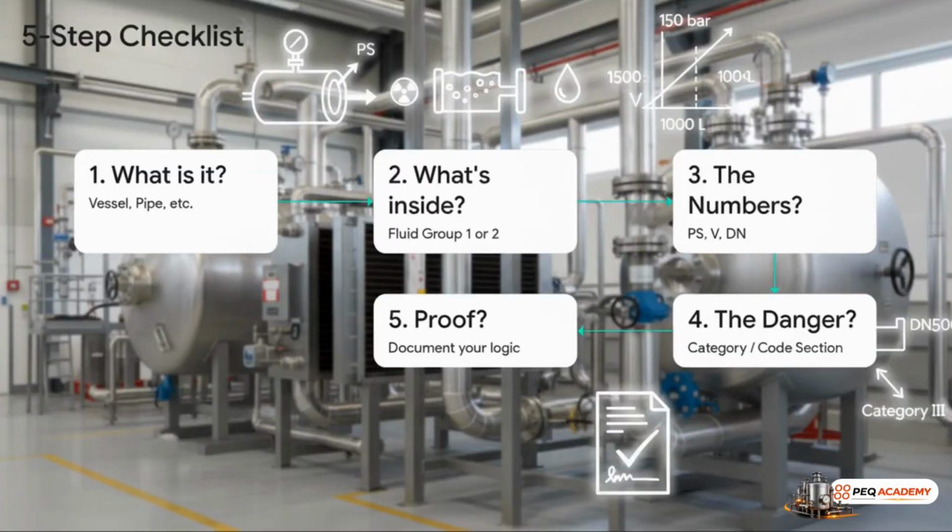Rapid fire. 1. What is it? Vessel, pipe, you name it. 2. What's it hold? Group 1 or 2 fluid. 3. Give me the numbers: PS, V, DN. 4. How dangerous is it? Find that category or section. And 5. The final step, prove it. Document everything clearly. That's the framework.